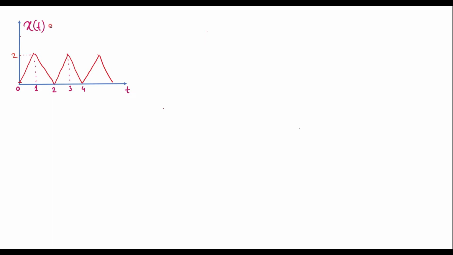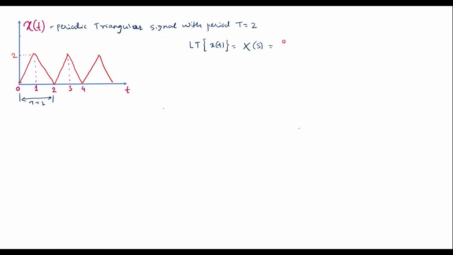X of t is a periodic triangular signal with period T equal to 2. That is, the period of one cycle is 2. The Laplace transform of x of t is equal to X of s, which is equal to 1 upon 1 minus e power minus Ts, times the transform of one cycle. Let us call this equation 1.